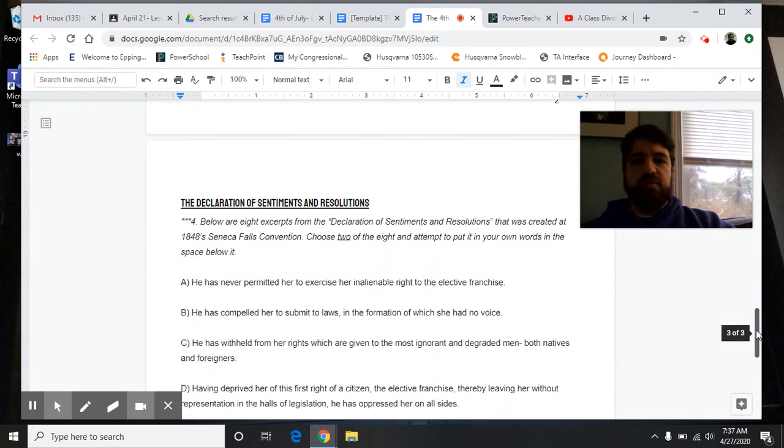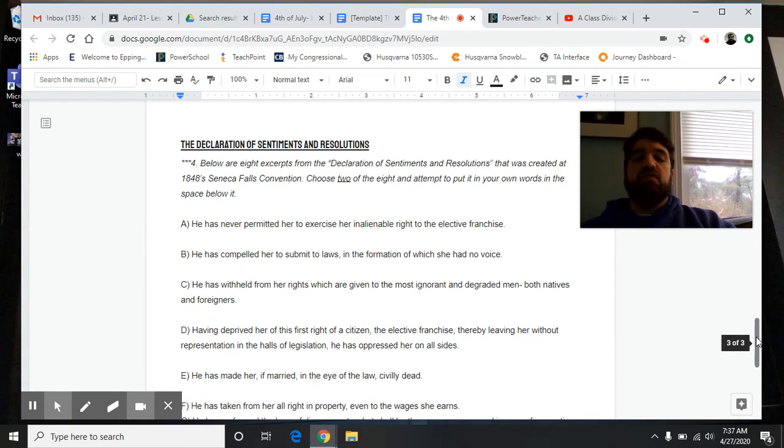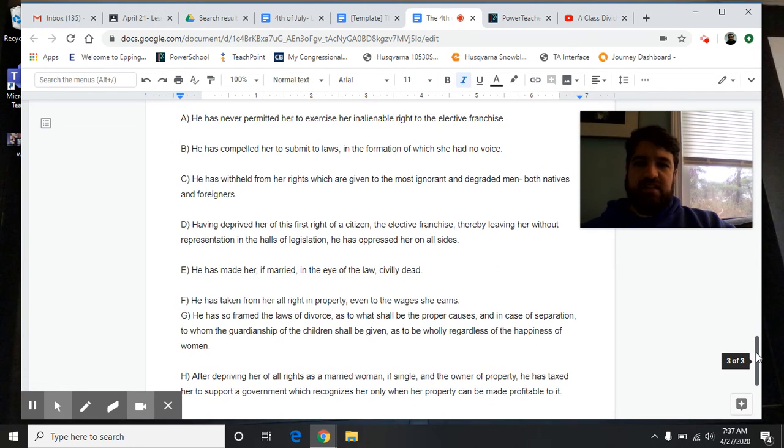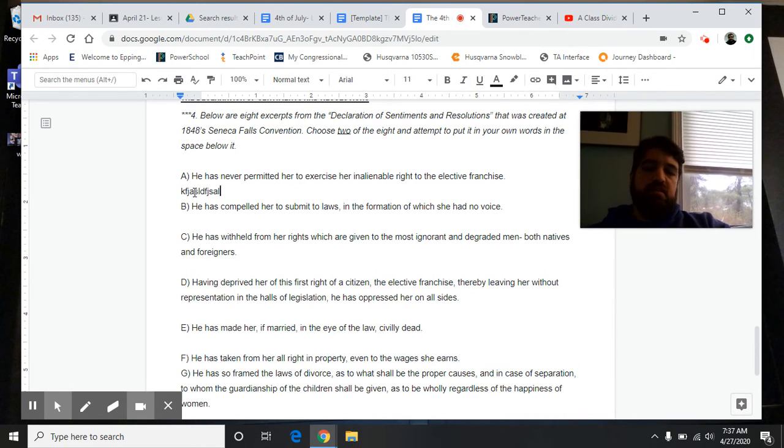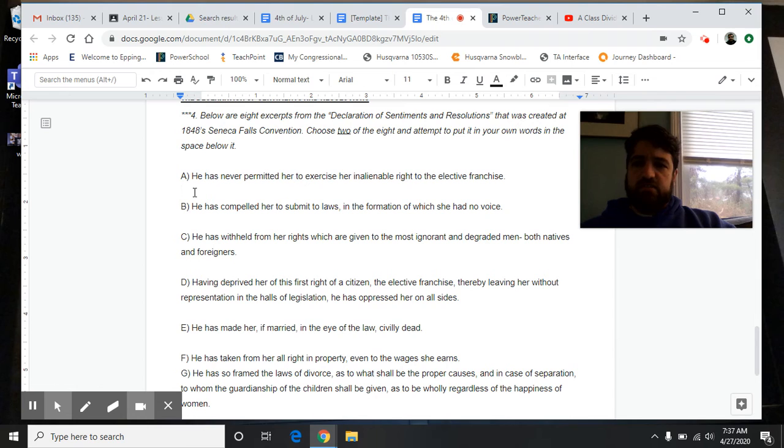And then the final part is a little bit tricky. It's actually language from this document that was created at the Seneca Falls Convention. So it's not easy, all right? But what I pulled is, let's see, 8 different lines from it. And all you have to do, the directions say right here, it says, below are 8 excerpts from the Declaration of Sentiments and Resolutions that was created at 1848's Seneca Falls Convention. Choose 2 of the 8 and attempt to put it in your own words in the space below. Okay, so if I was trying this one, just write something in right there, and you should be good. Although hopefully you write something a little bit more that won't be quite as nonsensical as what I just did.